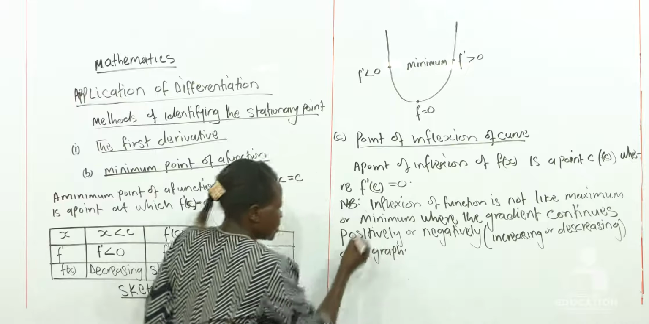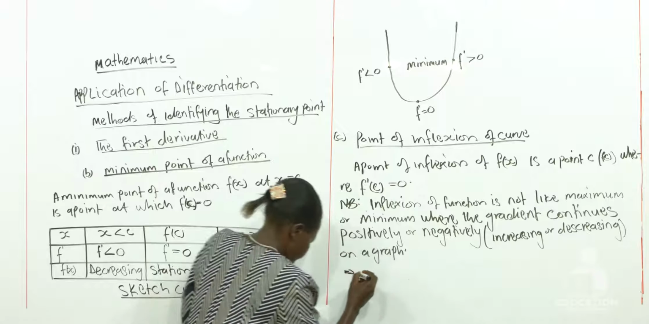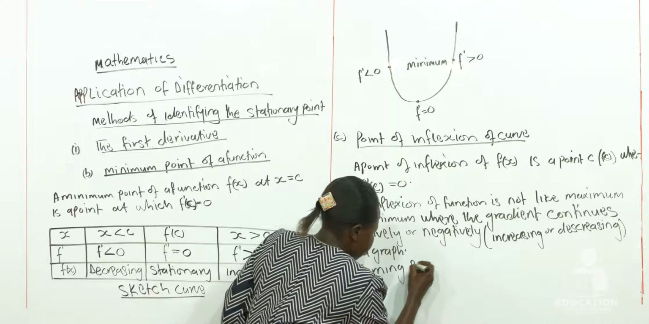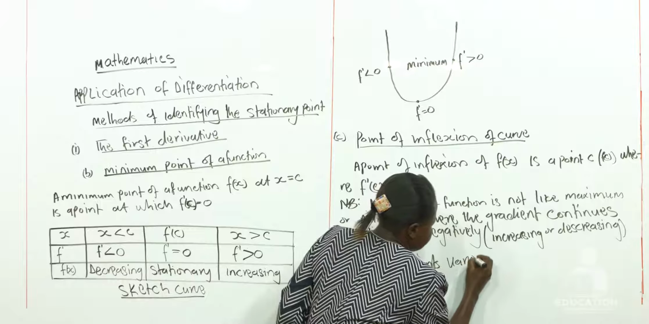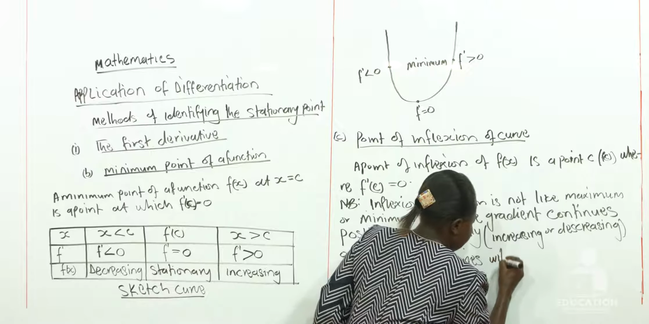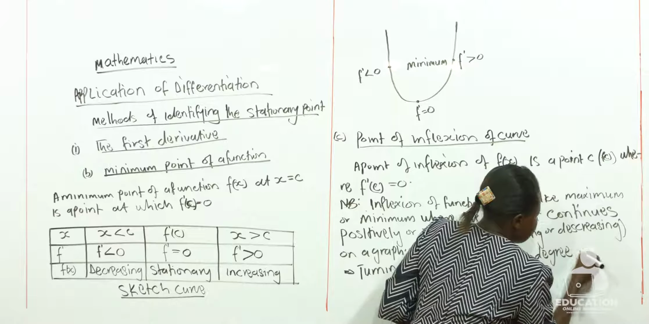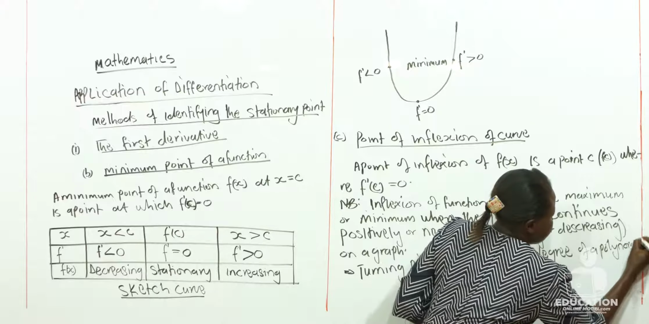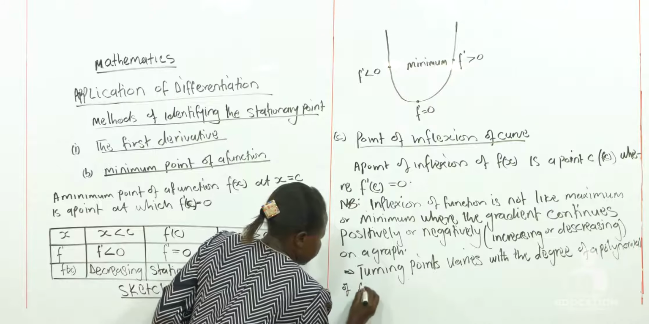I will explain for you so you will understand it. Next, it says turning points vary with the degree of a polynomial, the degree of the polynomial of function x.